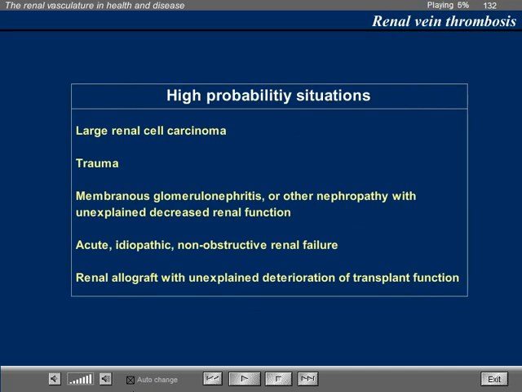High probability situations for renal vein thrombosis include the presence of a renal cancer, abdominal trauma, membranous glomerulonephritis, or other nephropathies in patients who have unexplained decreased renal function, acute idiopathic non-obstructive renal failure, and renal allografts with unexplained deterioration of transplant function.